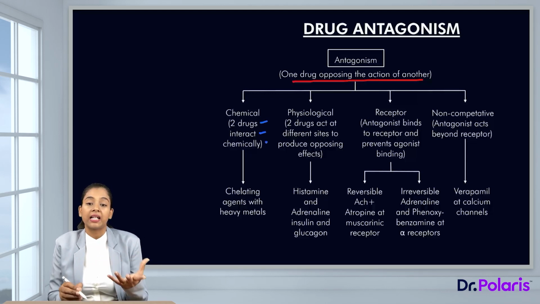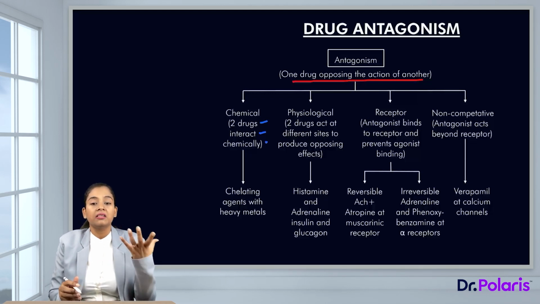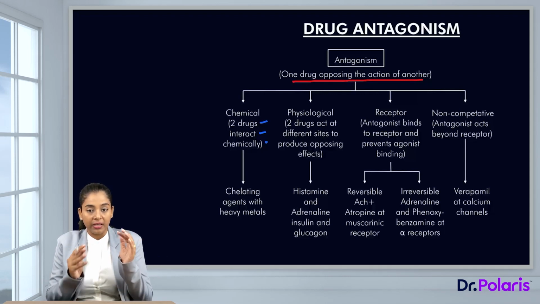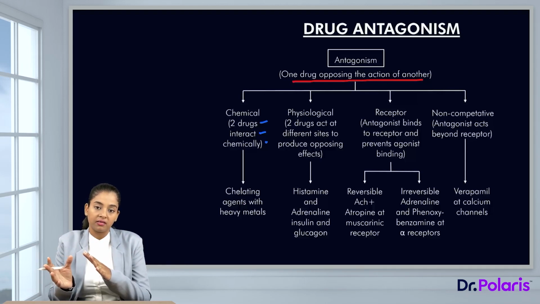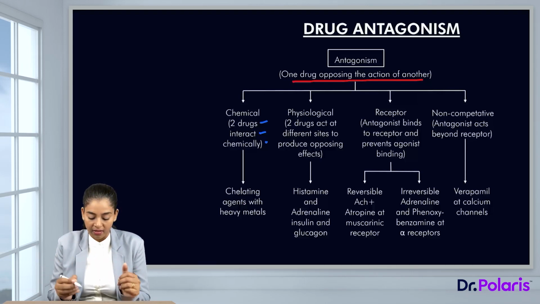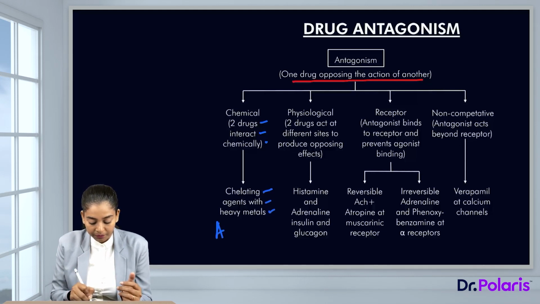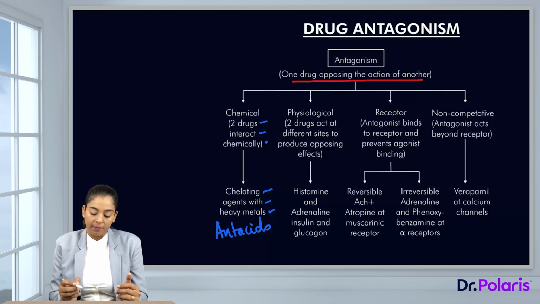Say for example antacids. Antacids are a chemical component which will act with acids, that is hydrochloric acid. There's a chemical interaction between these two agents, so it nullifies the effect of hydrochloric acid. So chelating agents with heavy metals and antacids are also examples for chemical interaction.